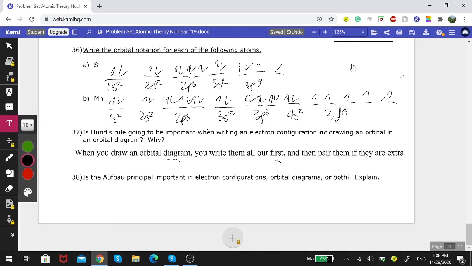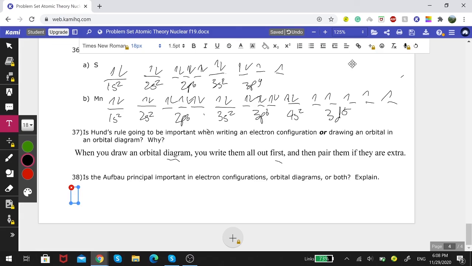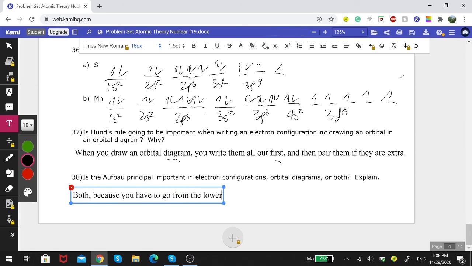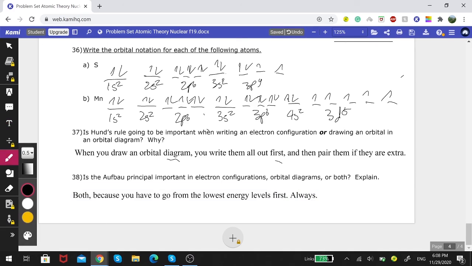Our last question is whether the Aufbau principle is important for the electron configuration and orbital diagram. This basically states that you have to go from the lowest energy levels first, from 1s2 to 2s2 and 2p6, etc. That's always important, for both, because you always have to go from the lowest energy levels first. There's no exception. No matter if you're drawing it or writing it, you always go from 1s, then to 2s, 2p, and then 3, 4, etc.